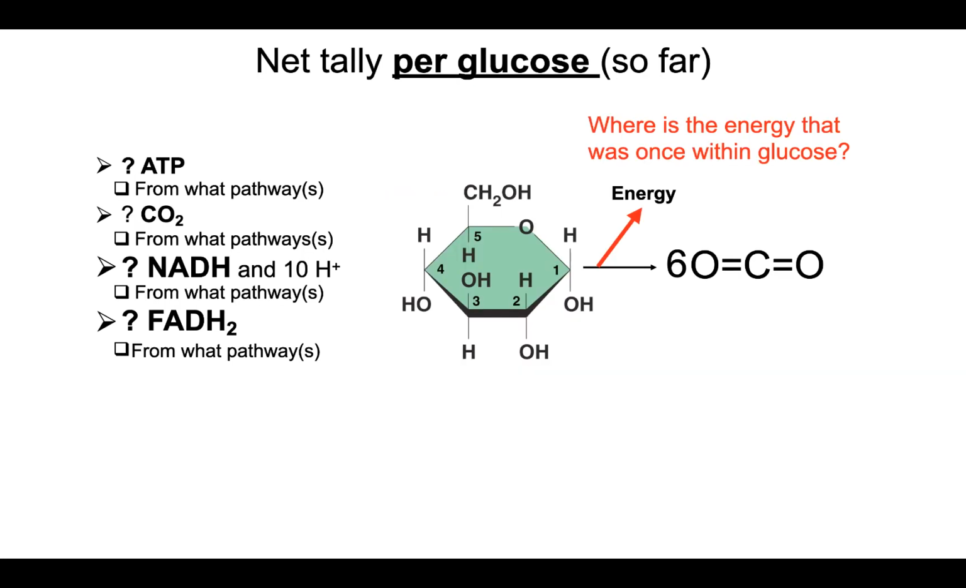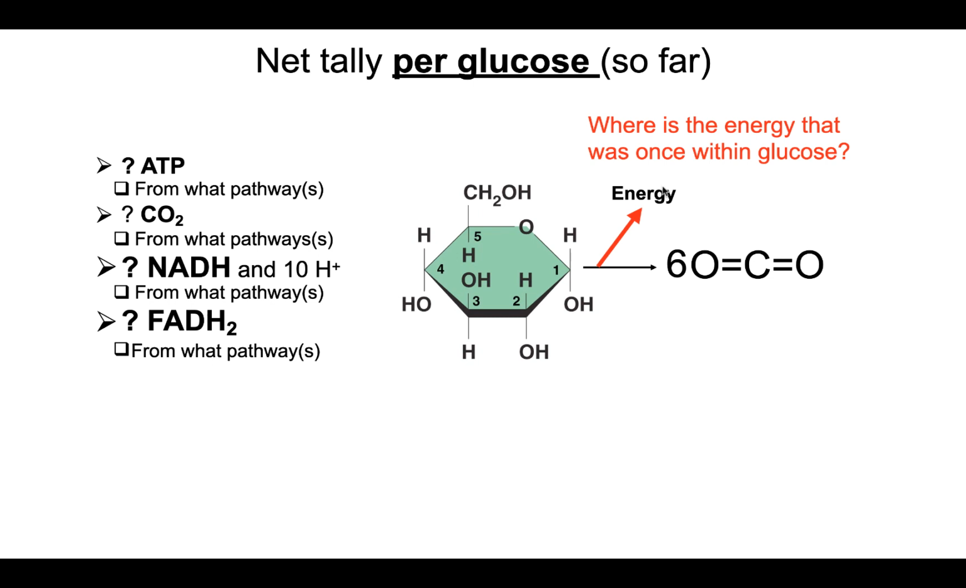All right, so let's take a look at where we're at. We have started with a 6-carbon glucose molecule, and we have oxidized it to 6 CO2s. And in so doing, we have released a bunch of energy. What I want you to think about now is, where is the bulk of that energy that was once in glucose? Where is it now?